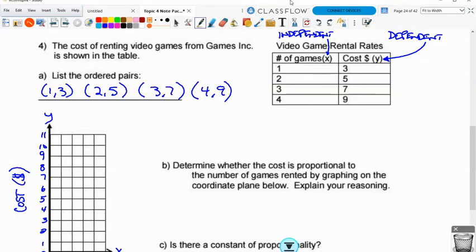In our fourth example, the cost of renting video games from Games Inc. is shown in the table. All right, so what I've gone ahead and done here is I've listed the ordered pairs. We can see from the table, the number of games was the x variable, which was the independent variable, and the cost in dollars was the y variable, which was the dependent variable. So when we set up the ordered pairs, remember the ordered pairs are always x comma y. So for the ordered pairs, I have 1, 3, one game is $3, 2 comma 5, 3 comma 7, 4 comma 9. This data we are going to plot on the graph underneath.